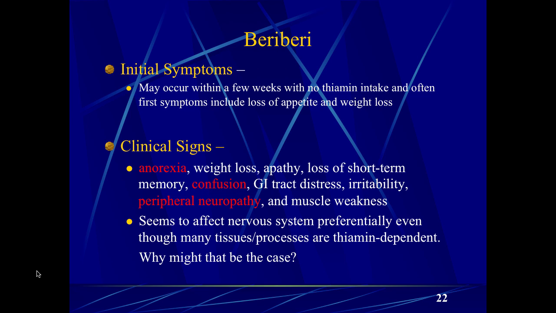Initial symptoms of beriberi may occur within a few weeks with no thiamine intake, and often the first symptoms include loss of appetite and weight loss. So clinical signs, I want you to remember these. Anorexia, the ones in red. Confusion, peripheral neuropathy. It's also associated with weight loss, apathy, loss of short-term memory, GI tract distress, irritability, muscle weakness. Seems to affect the nervous system preferentially, even though many tissues and processes are thiamine dependent. Why might this be the case? And I said, because of the role of TTP and thiamine's role in energy metabolism.